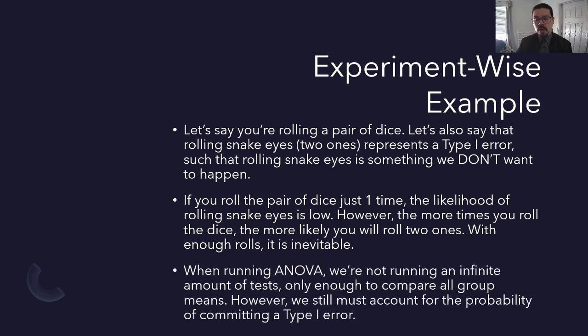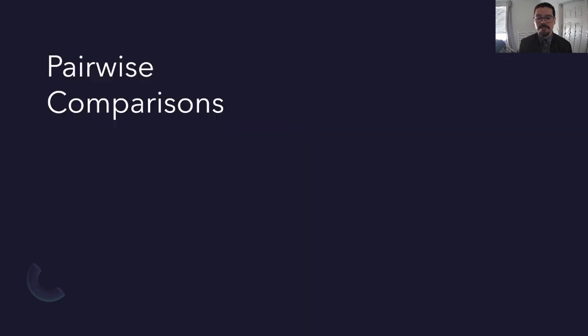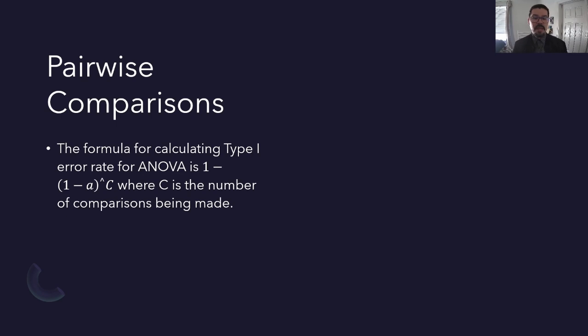So when running ANOVA, we're not running an infinite amount of tests. So we're not necessarily saying that we are inevitably going to make a type 1 error within the confines of an ANOVA. However, we must still account for the probability of committing a type 1 error. And that's where this idea of pairwise comparisons comes in. So the formula for calculating type 1 error rate for ANOVA is 1 minus the alpha level to the C power, and in this case, the C is the number of comparisons being made.